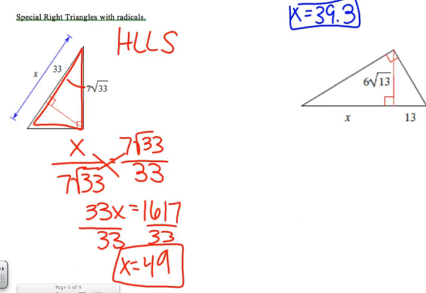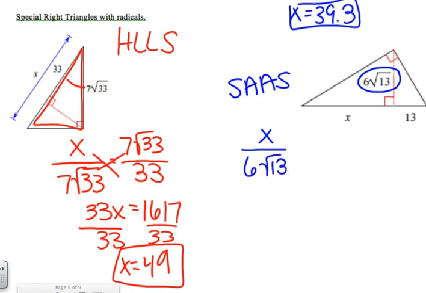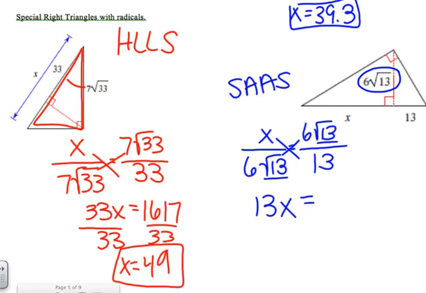Okay, all right. Second one, figure out which one to use. They gave me the altitude, so I'm going to be using that first one. Side, altitude, altitude, side. So one of the sides is x over the altitude of 6 root 13. 6 root 13 repeats. Side, altitude, altitude, the other side, 13. So again, I'm going to get 13x.